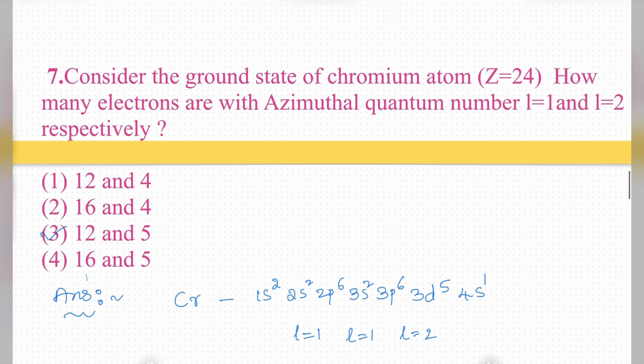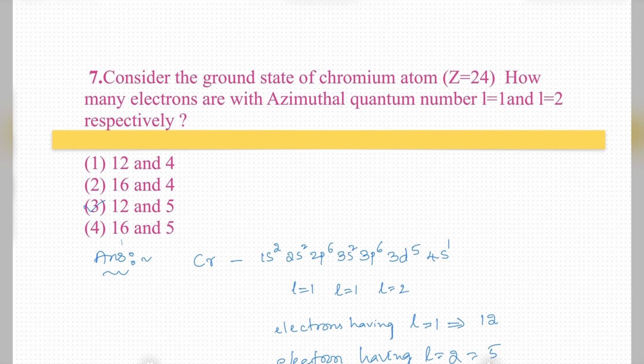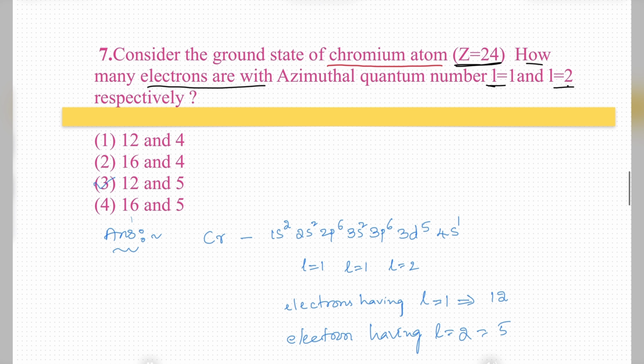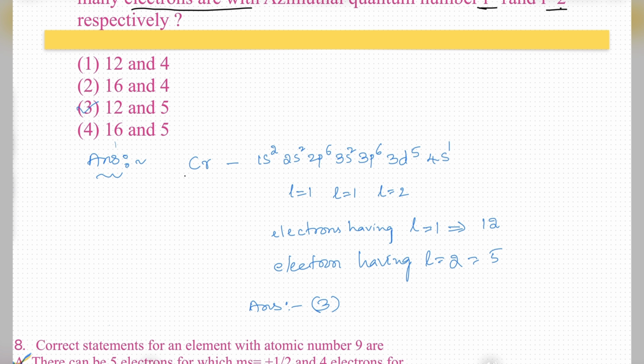Next question. See the question. Consider the ground state of the chromium atom, that is atomic number 24, we know. How many electrons are with azimuthal quantum number L equal to 1 and L equal to 2 respectively? We are asking azimuthal quantum number values for chromium. We know the atomic number of chromium, 24, is given.